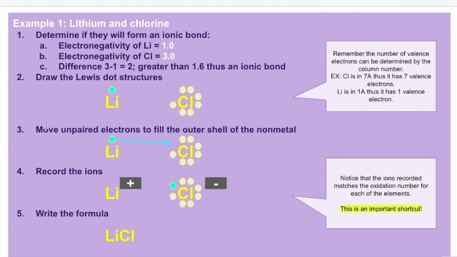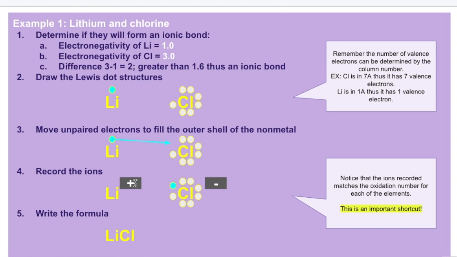The next step is to move the unpaired electrons to fill the outer shell of the nonmetal. So I'm going to take lithium's electron. Lithium doesn't really want to hold on to it, so it's going to let it go and give it to chlorine, because chlorine really wants an electron to have 8. So it's going to transfer over. When it transfers, lithium is going to become more positive because it lost a negative charge, so it's going to become a positive 1.